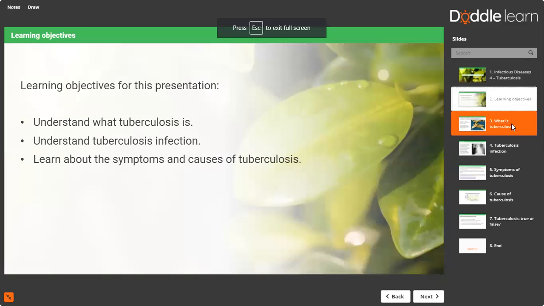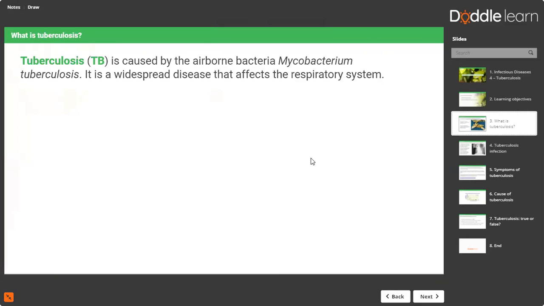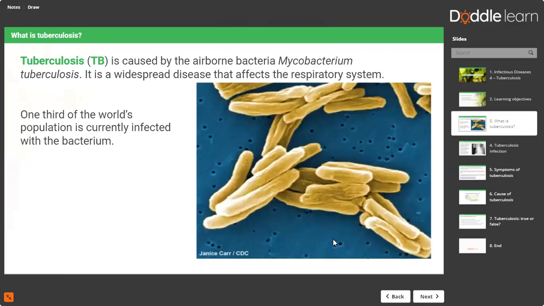Okay, so we're going to have a quick look at what TB is, what the infection is, and the symptoms and causes of TB. So TB, tuberculosis, is caused by an airborne bacteria, Mycobacterium tuberculosis, and it is a widespread disease that affects the respiratory system. This is an image of the TB bacteria, and 1/3 of the world's population is currently infected with the bacteria.